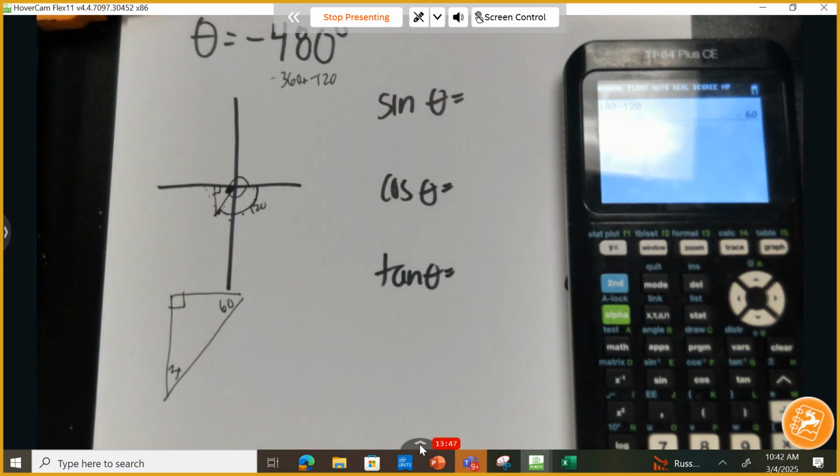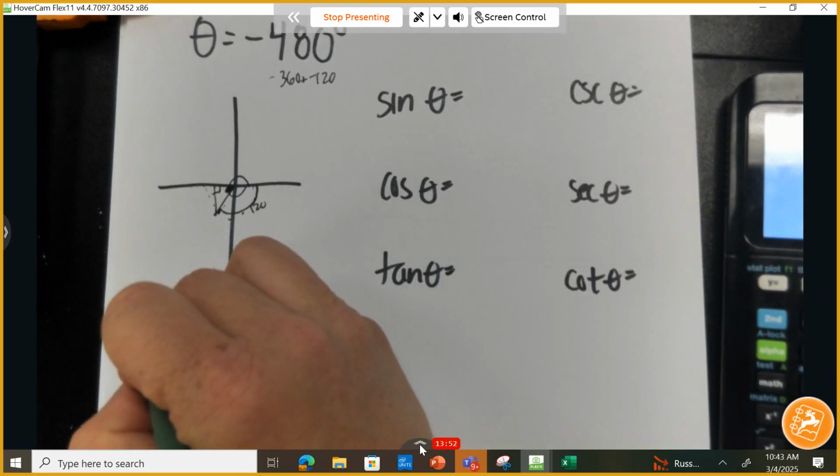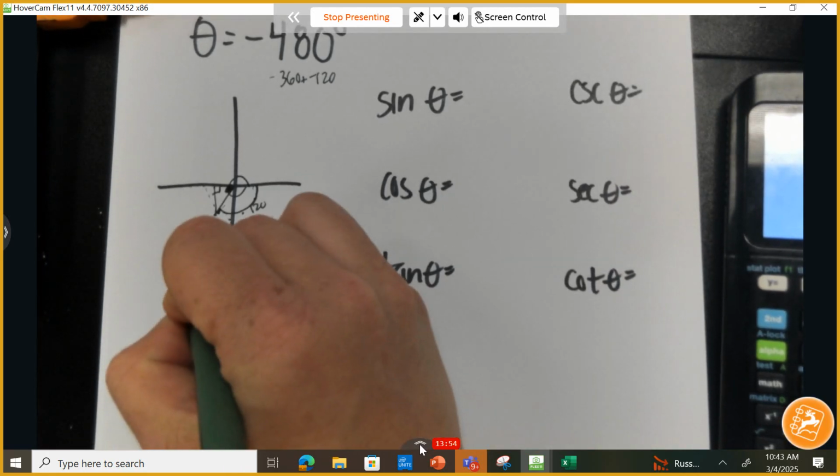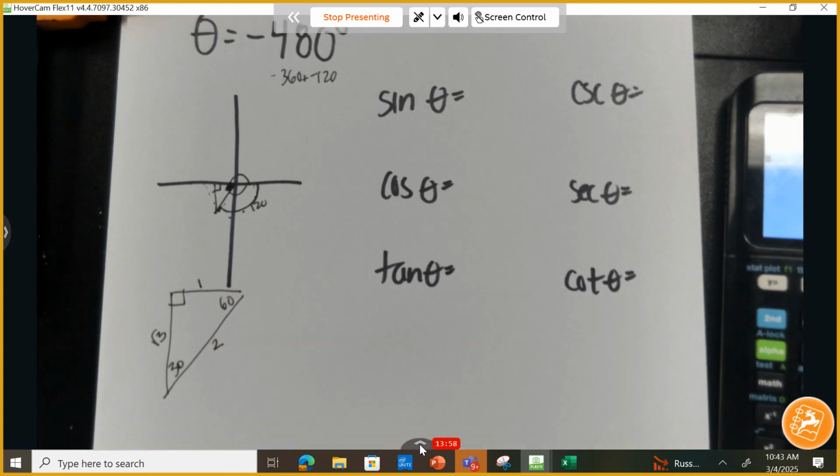This is 60. If you put 60 in the wrong spot, you're going to have the wrong answer. So across from 60 is the square root of 3. Across from 30 degrees is 1. And the diagonal is 2. Now, this is the angle that I'm going to evaluate.